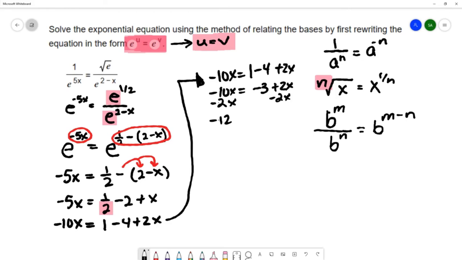That gives negative 12x equals 3. And then I can solve for x by dividing by negative 12 on each side. That gives x equals negative 1/4. So x equals negative 1/4 is the solution to this equation.